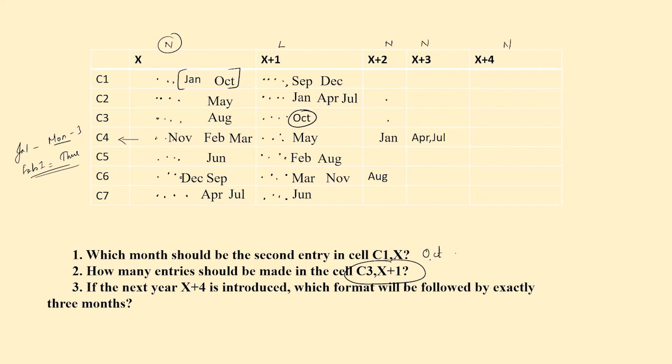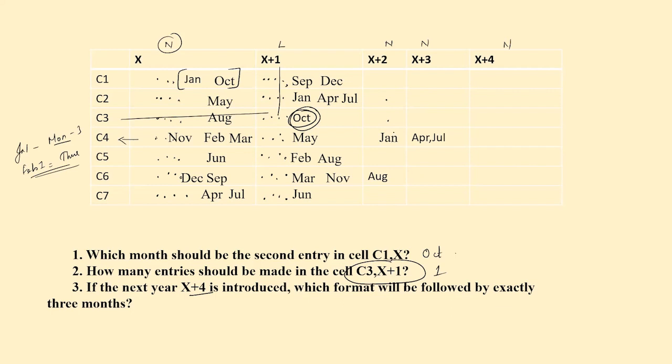How many entries should be made in the cell C3 comma x plus 1? So C3 comma x plus 1, there should be only one entry. That's all. Now, which year have they asked about? If the next year x plus 4 is introduced, so I have to go about x plus 4. So directly jump to x plus 4.